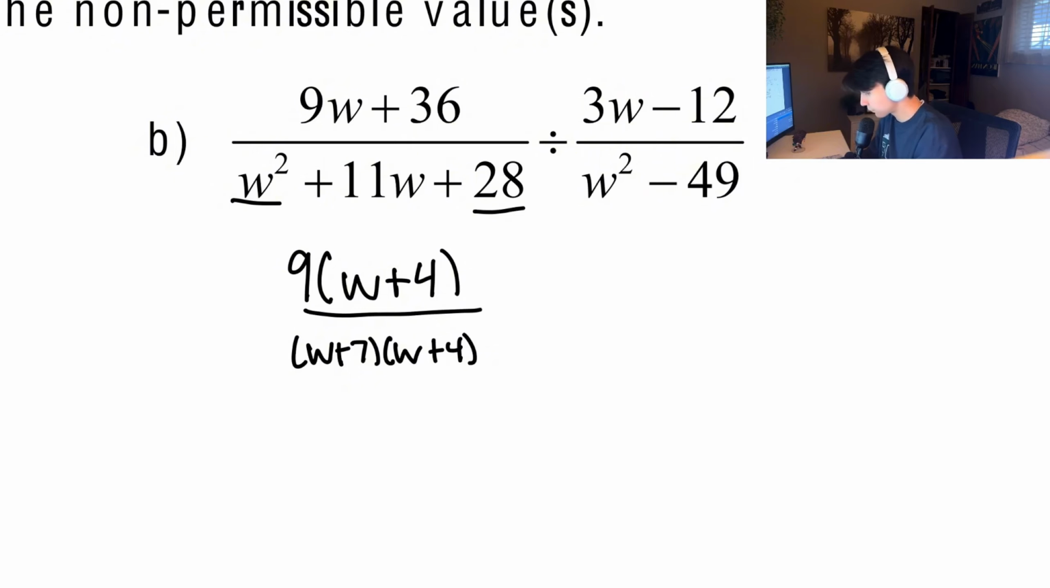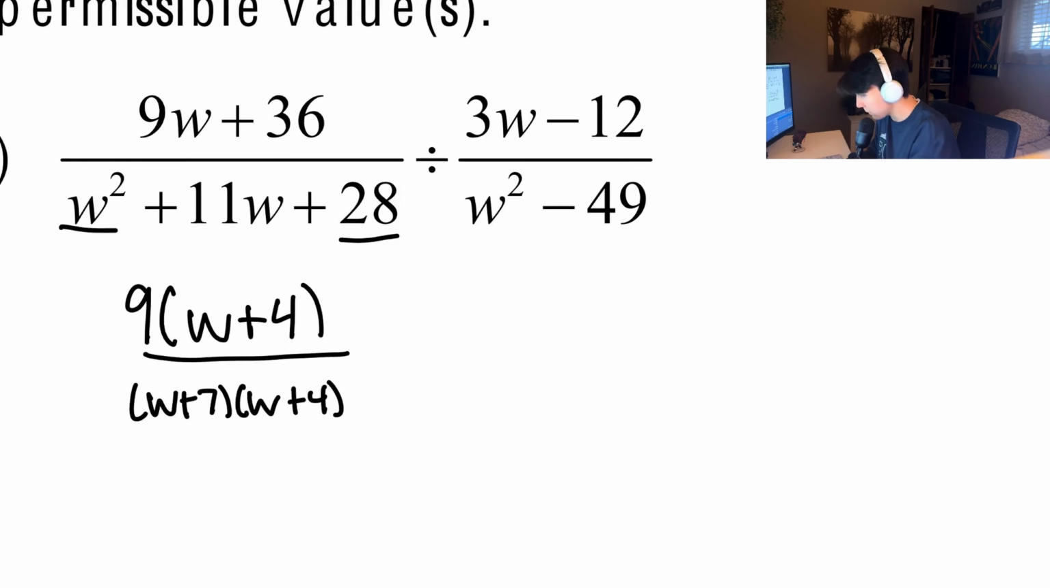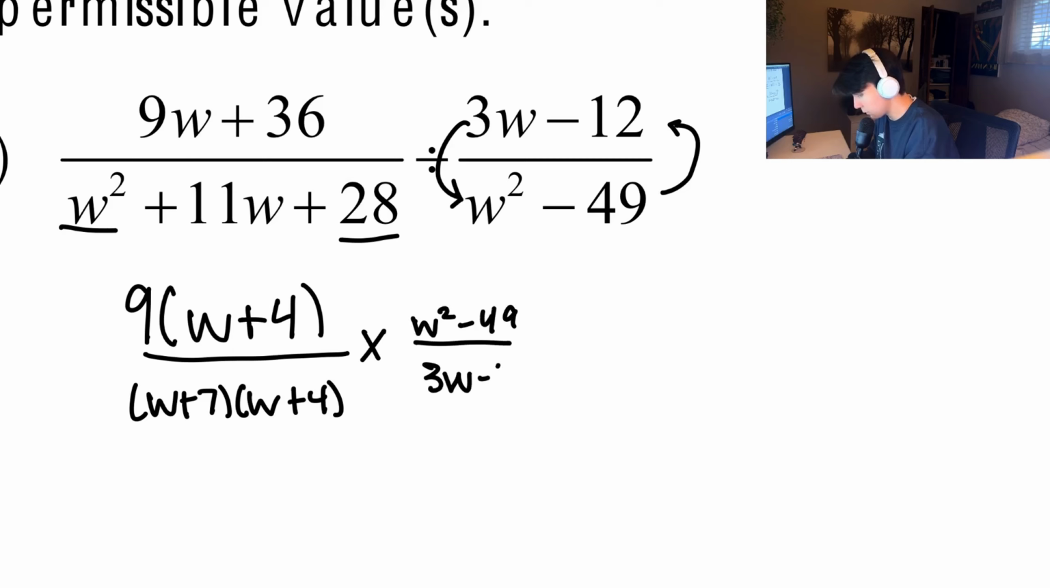And now, since we're simplifying, remember that when we're dividing, what that means is we're going to be multiplying by the reciprocal. So if you're unsure what that means, all we're doing is we're just going to be flipping this fraction here and multiplying by what we flipped it by. So multiplied by W squared minus 49 over 3W minus 12.